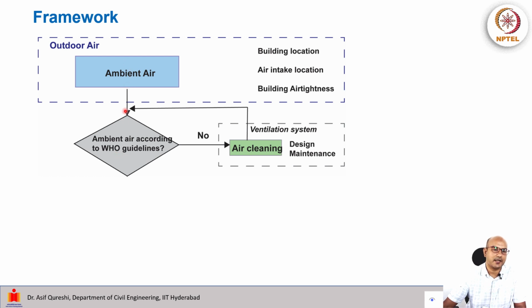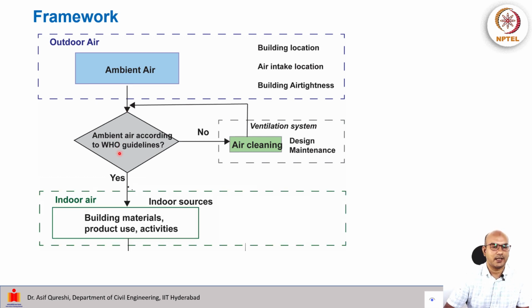So if the ambient air itself does not satisfy the WHO ambient air guideline, we must go for air cleaning, which could be the design and maintenance of the ventilation systems. And then we will go back to our flow chart and check if the ambient air quality guidelines are met as per WHO. Assuming they are met, then we will look at the indoors. So the ambient air after cleaning, after ventilation, filtration are met, and then we look at indoor.